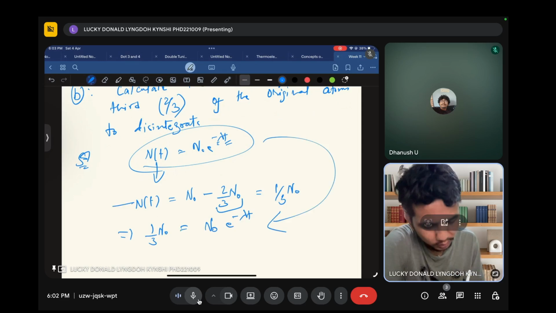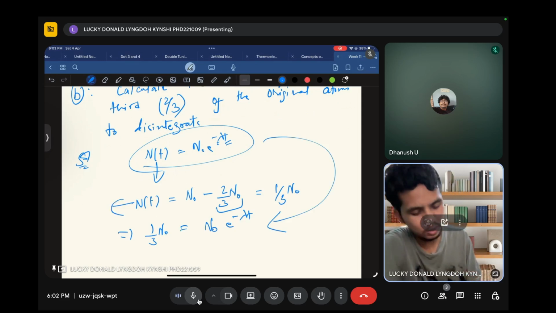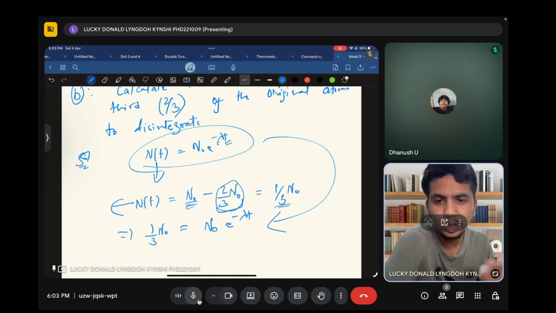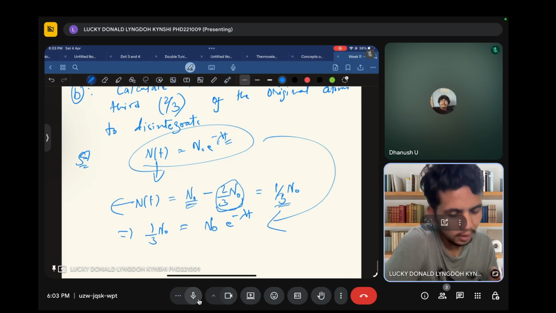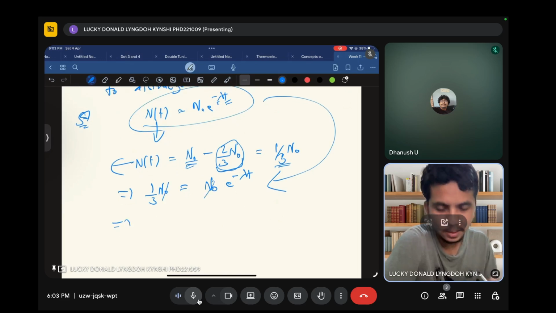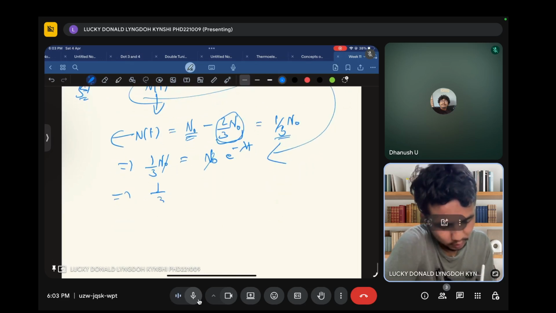So how do we get this equation? Nt is the number of atoms remaining, so it will be equal to N naught, the initial, minus what we want to find out. How much is that? 2/3 N naught is the disintegrated elements and N naught is the initial element. So the number of nuclei is 1 by 3 N naught. Now the N naught terms will get cancelled. So we get 1 by 3 equal to e to the power minus lambda t.